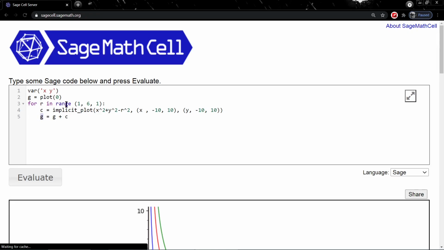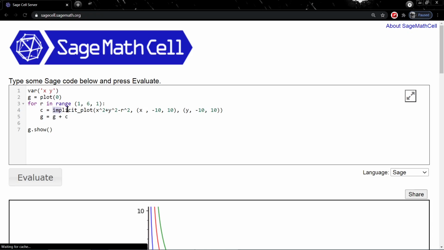Now in the next iteration the value of r is 2. So the value of C is the plot x square plus y square minus 4. The previous value of g is x square plus y square minus 1, and the new value of C is x square plus y square minus 4, and these two get added, and now the new value of g stores the plots x square plus y square minus 1 and x square plus y square minus 4 at a time. At the end of the loop this g value holds all the circles with values of r from 1 to 5, and at the end we will write g.show() to plot all the circles.